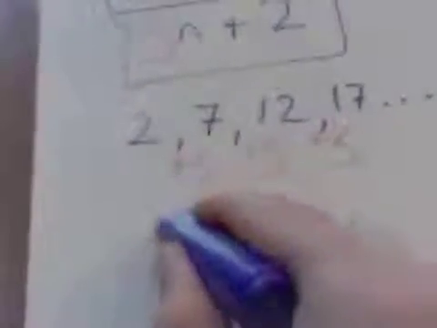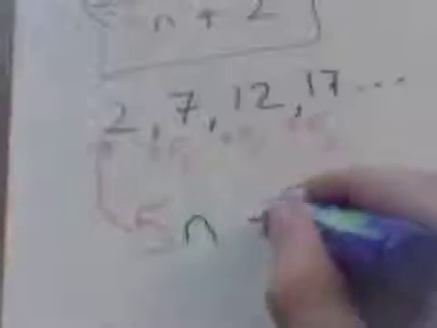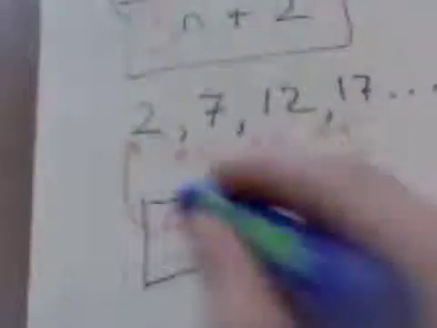So I know my sequence is going to start 5n. How do I get from 5 to the first term of 2? Well, I have to subtract 3. So my nth term is 5n take 3.